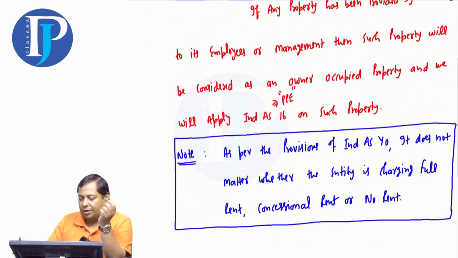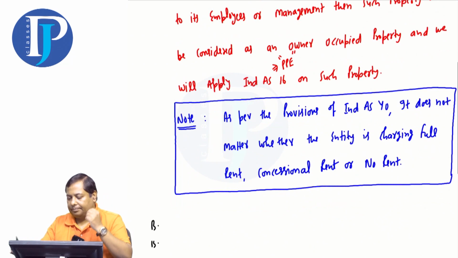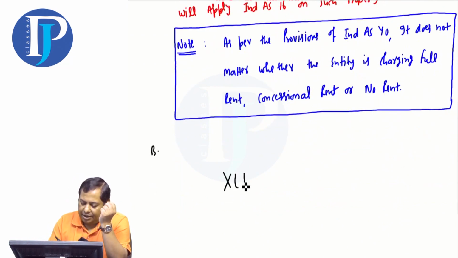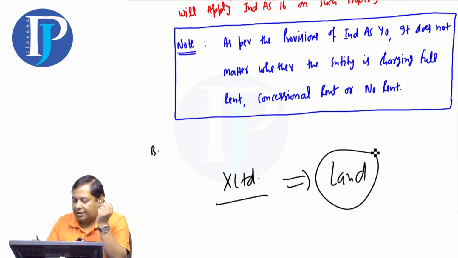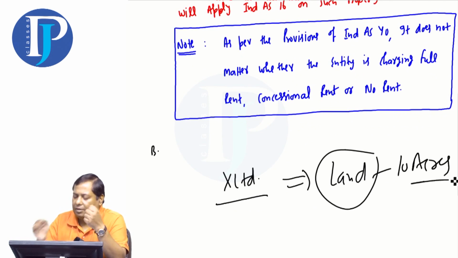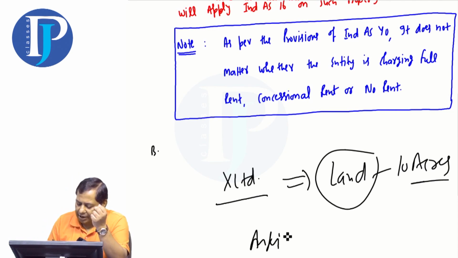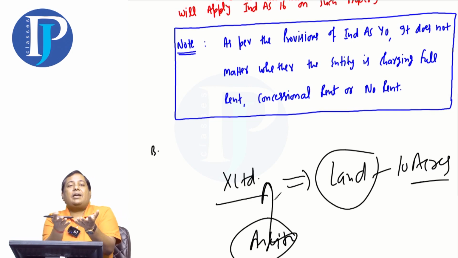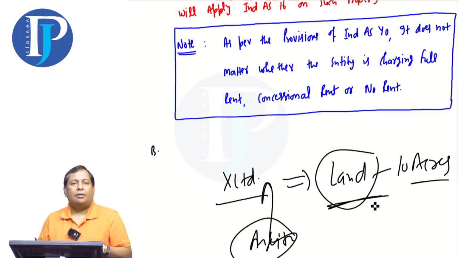Let's move on. One more case study. At point B, let's say there is a company X Limited. They have purchased some land. They have bought around 10 acres. The auditor of the company can ask the company why did they purchase this land, because he has to comply with Ind AS.